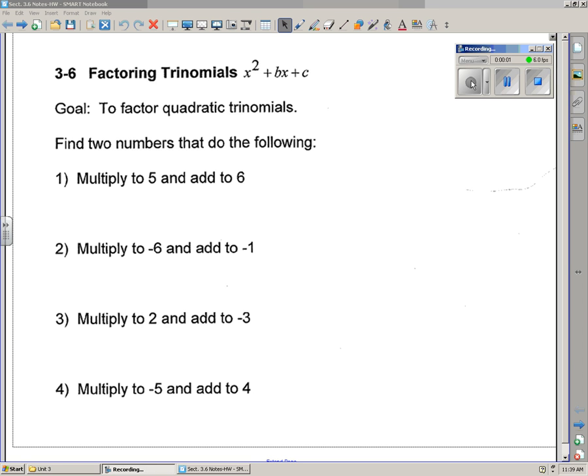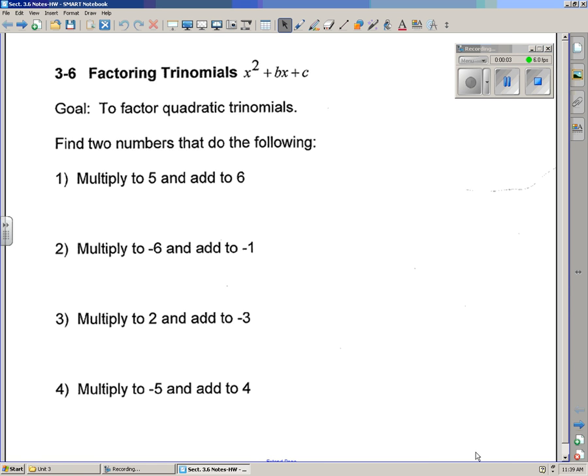Alrighty, so for today what we are going to be doing is factoring trinomials in the form of x squared plus bx plus c, and you need to understand that the coefficient of the x squared term is going to be a 1. So before we start factoring, let's talk about the next couple of problems.